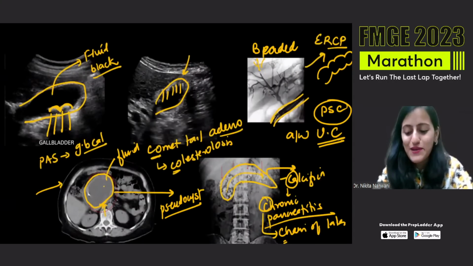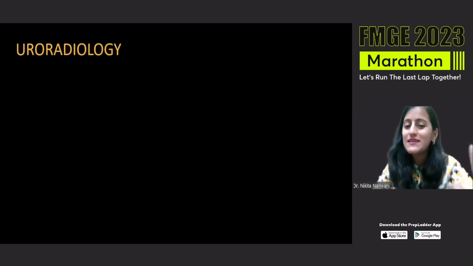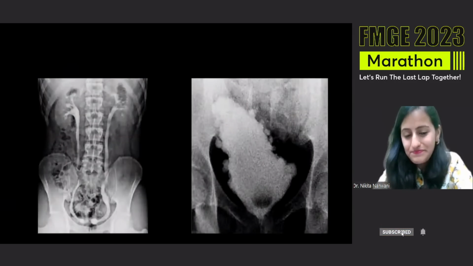Right. So what is your task after every system? We are done with the GIT. We are done with the hepatobiliary and the pancreas part. The next is the uroradiology. Very good. So you guys are smart. So going to the next one, uroradiology, quickly having a look at the images.